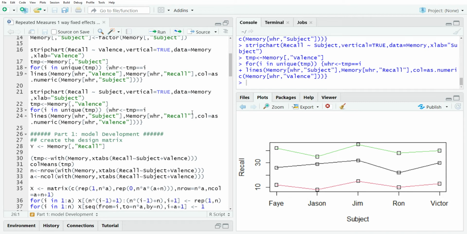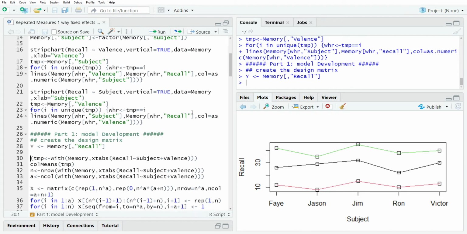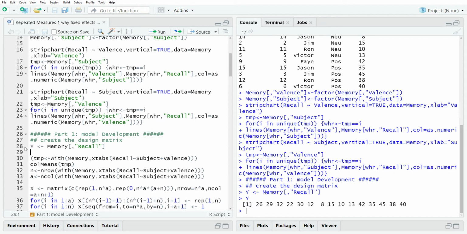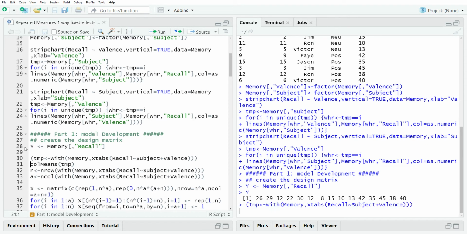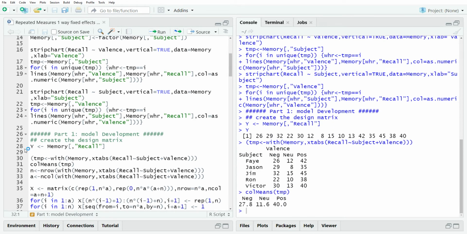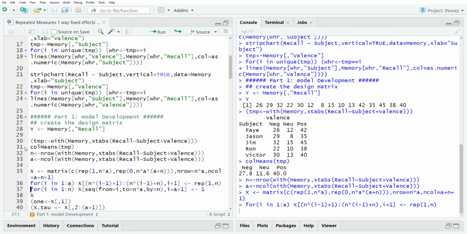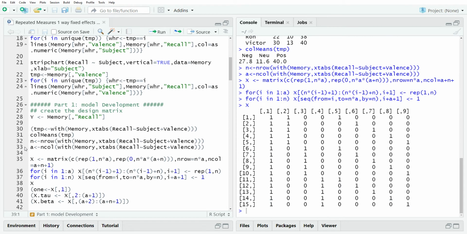Now in part 1, there was model development, and so we created the vectors, the y vector, which is the response vector. So I just put the memory recall in it, and let's even plot that. And then we need to create the x variable. So I calculate n, which is the number of subjects, and a is the number of treatments, and then I have it automatically calculate this design matrix.